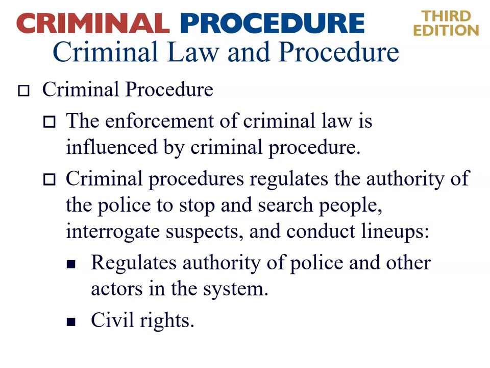So it regulates the authority, as I said, of police and other actors in the system, meaning it could be corrections or anything under the umbrella of the three things that I looked at: law enforcement, courts, and corrections. And it also hits on the aspect of civil rights. The American system of criminal procedure reflects a faith that fair procedures will result in accurate results. So again, we have the balance here between civil rights and the investigative process.